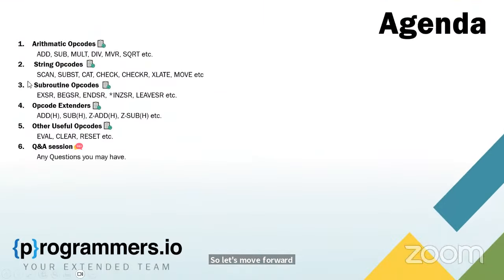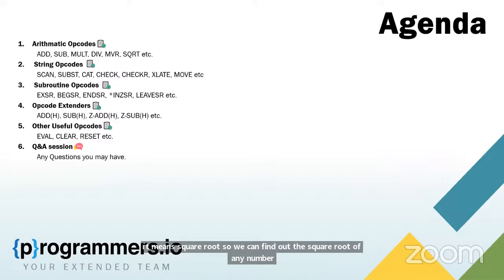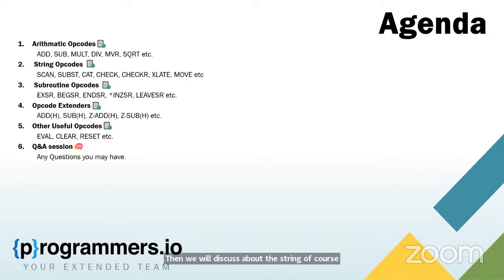In today's session, we're going to discuss arithmetic opcodes: add for addition, sub for subtraction, mult for multiplication, div for division, the MVR opcode to move the remainder after the div opcode, and SQRT for square root, so we can find the square root of any number. Then we will discuss string opcodes, such as scan, subst, cat, check, checkr, xlate, move, etc.